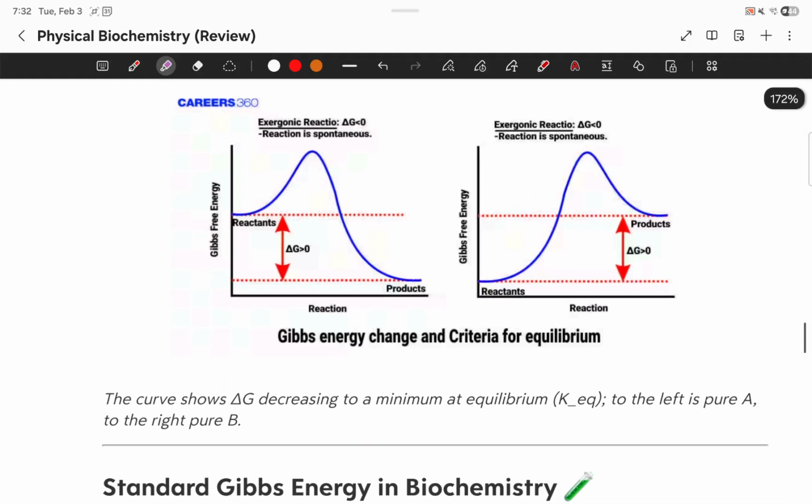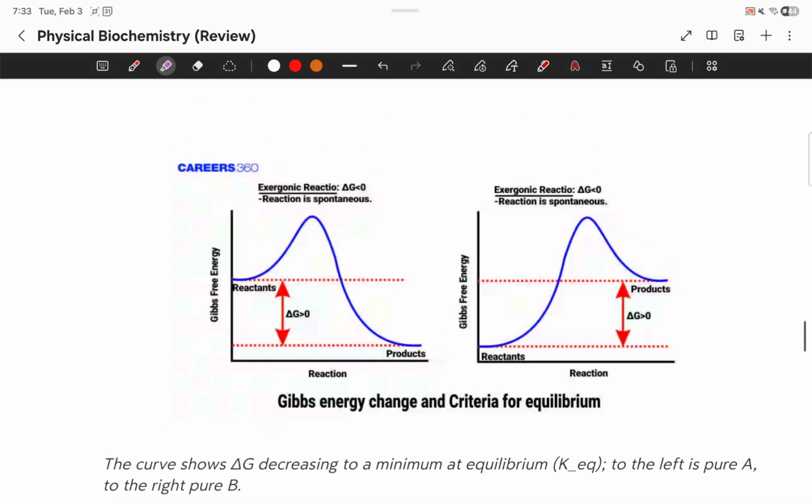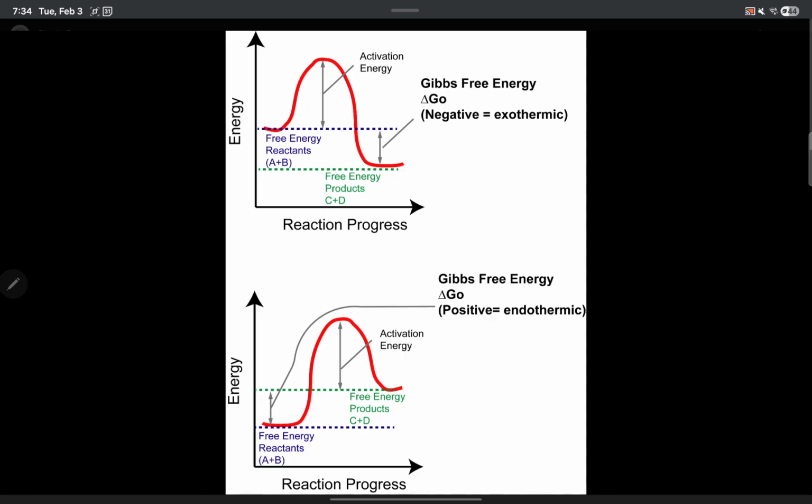Right here, we have the exergonic and the endergonic. I'm sorry, guys. Let me just pull out a very quick picture explaining the Gibbs energy. One sec. Okay, so basically this is a graph I built up.